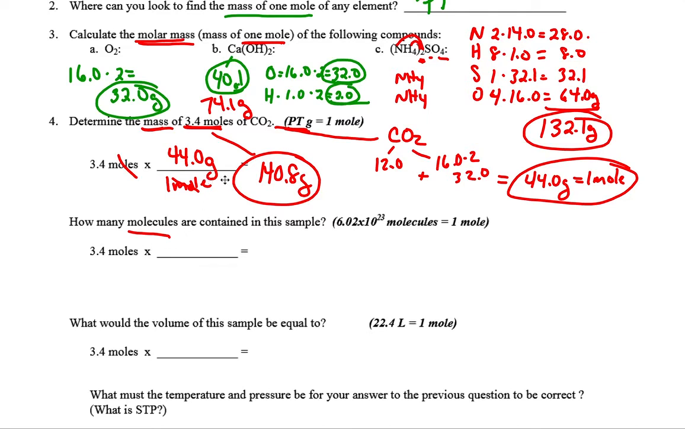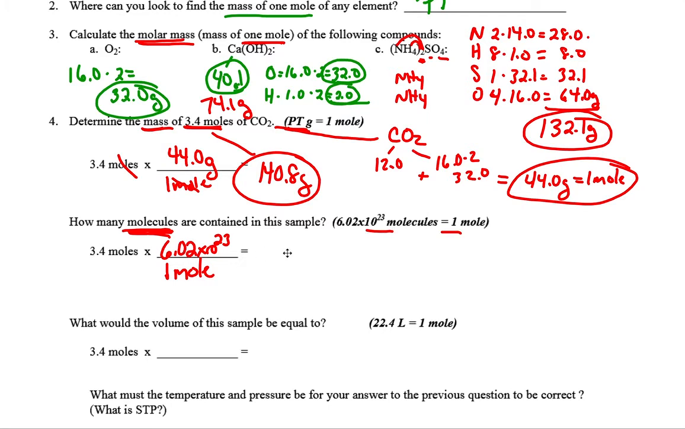I don't care that 1 mole weighs 44 grams. Doesn't bother me at all. It has nothing to do with this problem. This problem says how many molecules. I know that mole goes on the bottom. 1 goes with moles. 6.02 times 10 to the 23rd goes on top, because that's how many molecules are in 1 mole.